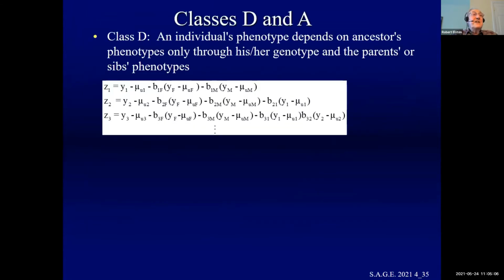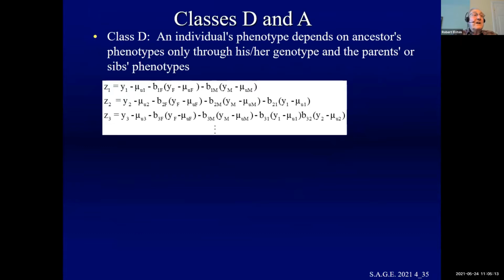So in the class D, an individual's phenotype depends on ancestor phenotypes only through his or her genotype and the parents' or sibs' phenotypes.